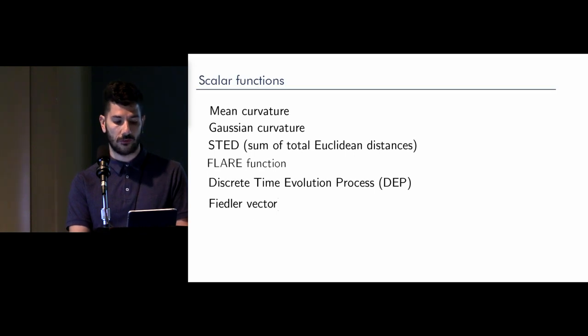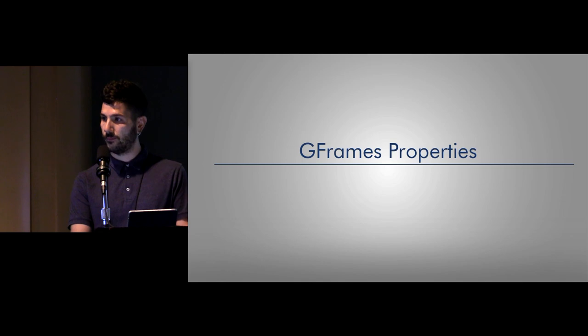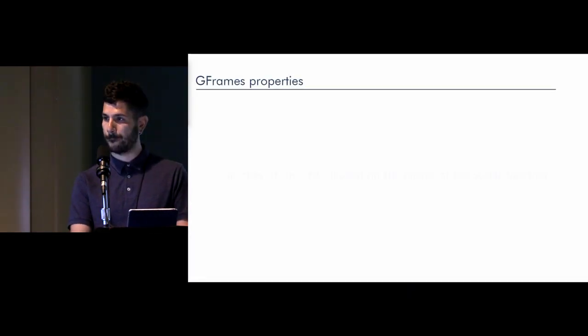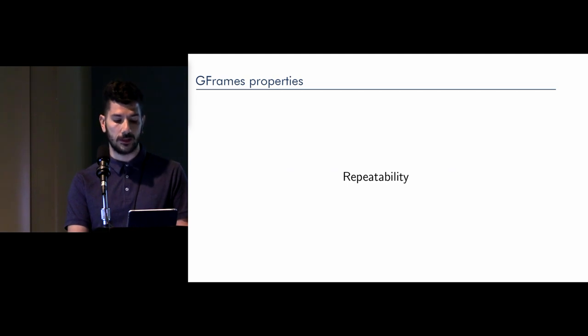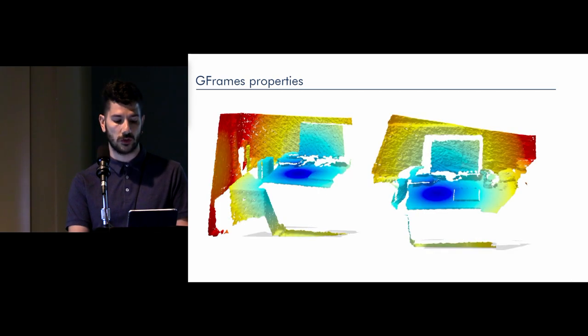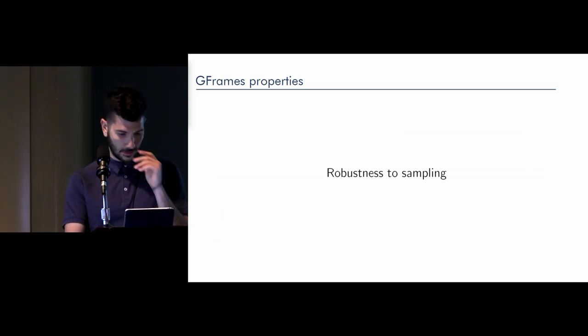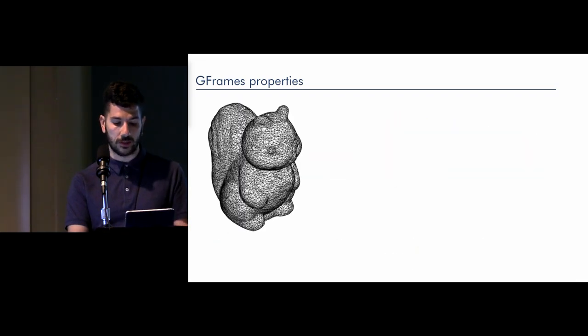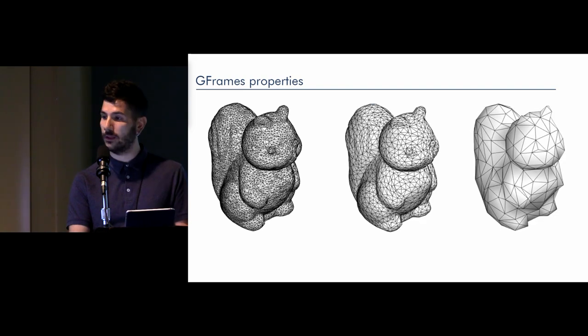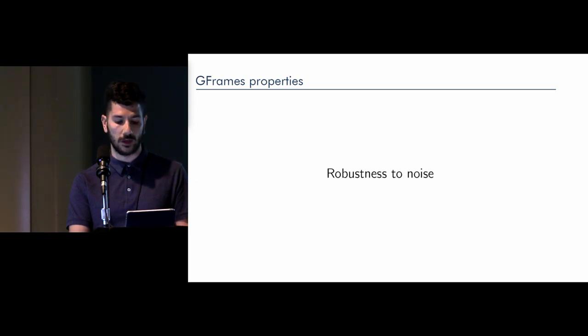The choice of scalar function determines the invariance provided by the local reference frame. In this work, we have experimented with the functions listed in the slide. As for repeatability, in this picture we show how the chosen function is highly repeatable. Our method can effectively deal with strong differences in point sampling and with increasing surface noise.